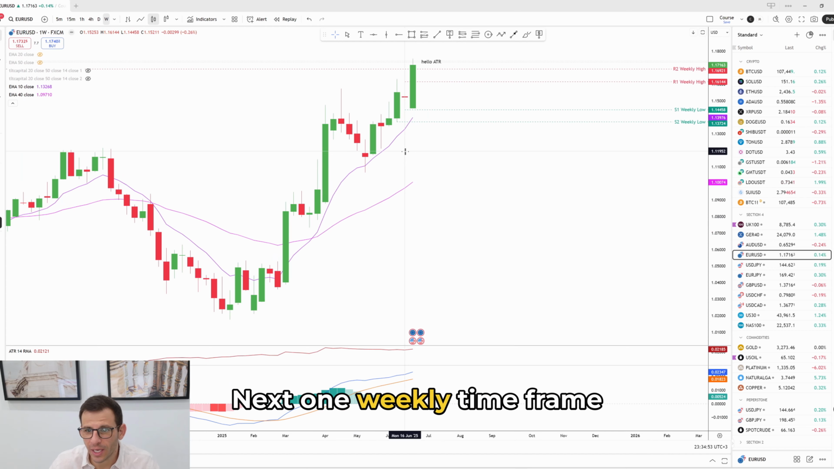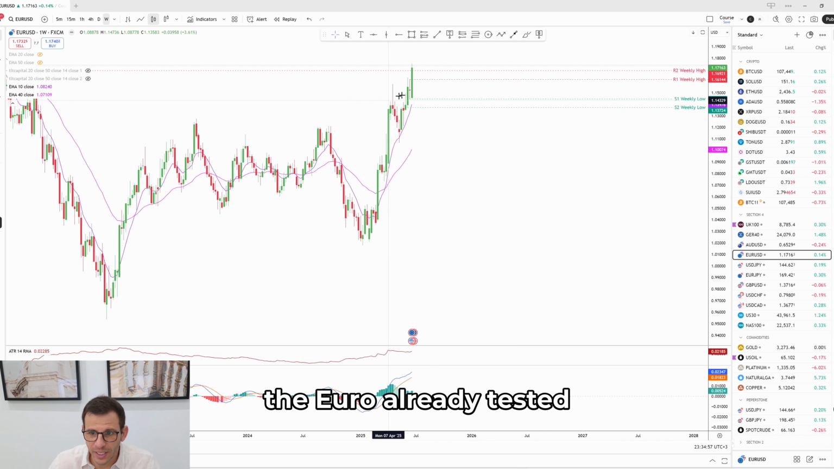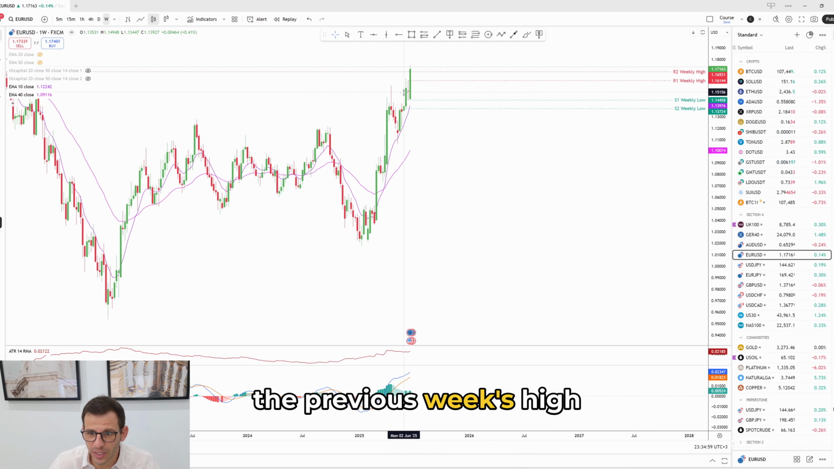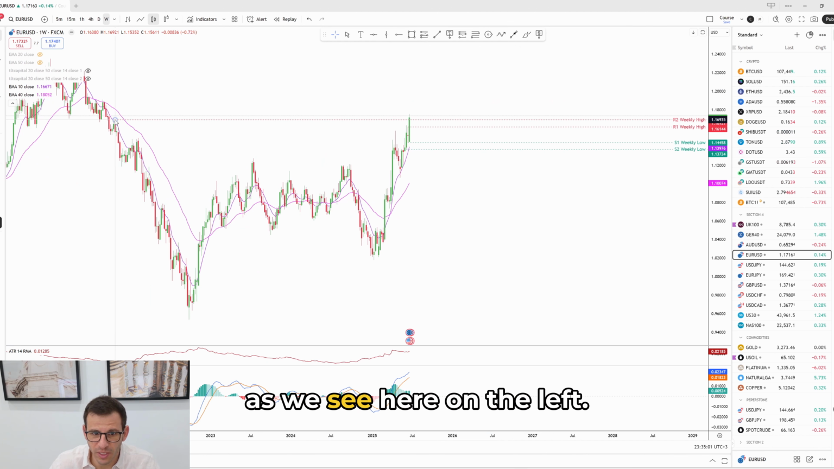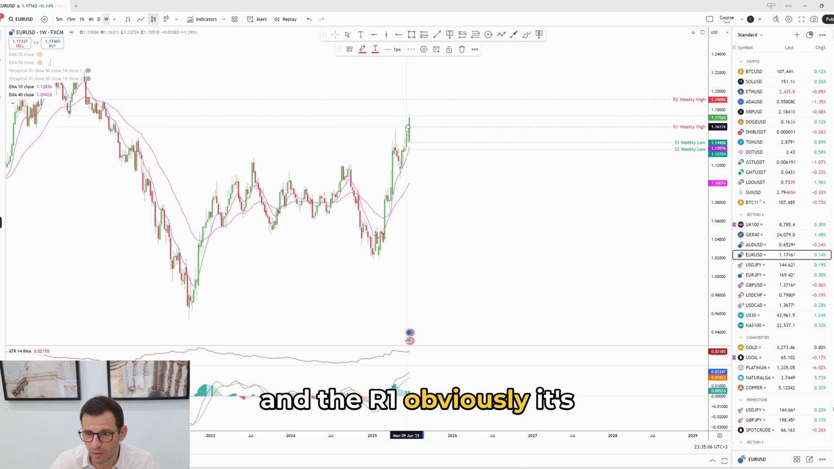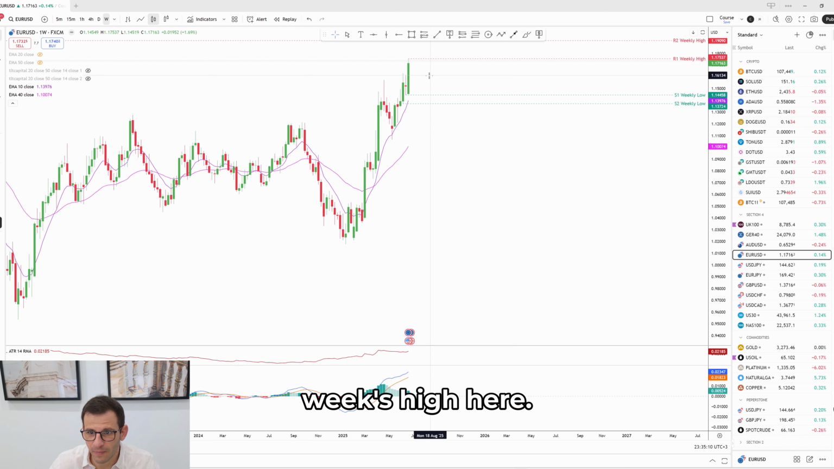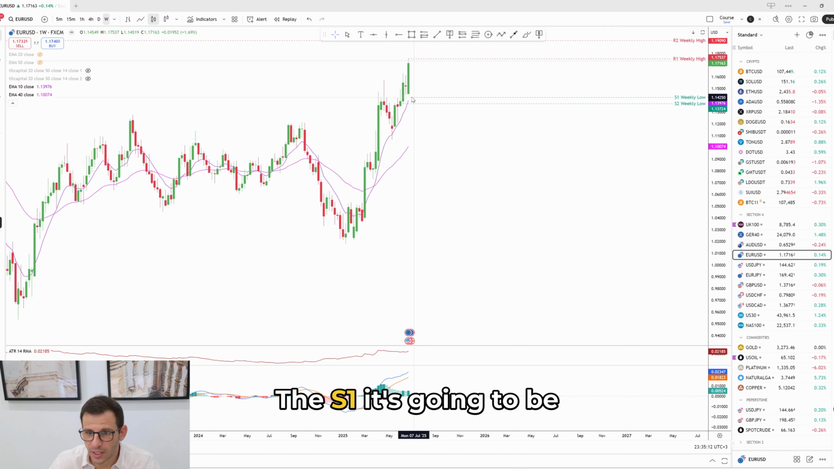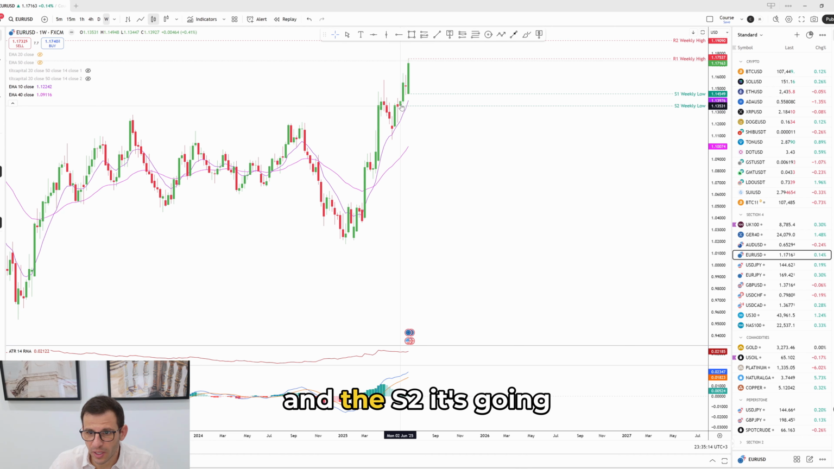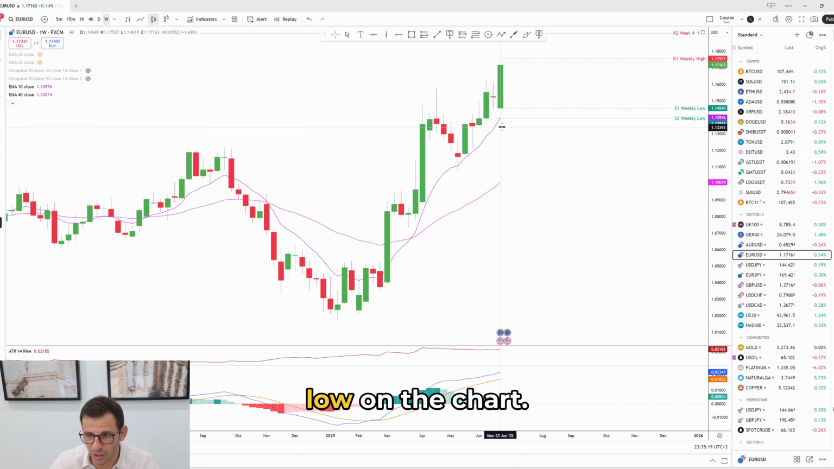Next one, weekly time frame, the euro. It already tested the previous week's high, and as well it broke above, as we see here on the left. Now we have to move our resistance up there, and the R1 obviously is going to go at the previous week's high. The S1 is going to be the previous week's low, and the S2 is going to be this low down here, because this is the relevant low on the chart.